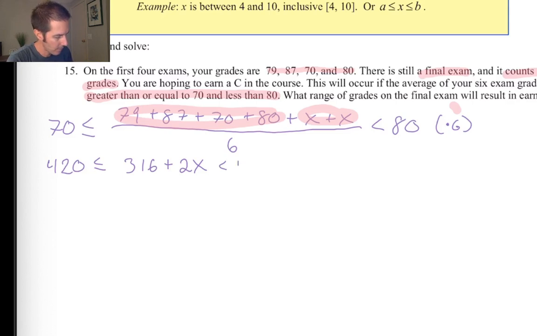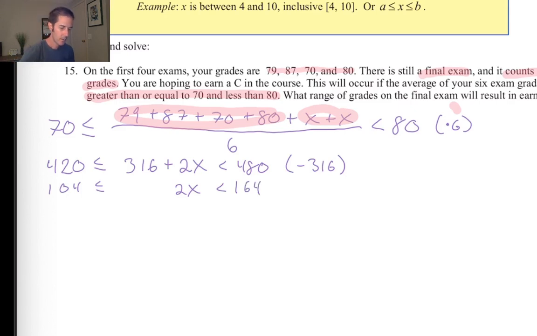So 6 times 8 is 48 with a 0 at the end. And we're getting pretty darn close. Couple of steps and we're going to be there. We've got to get the x all alone in the middle, so let's subtract 316 from all three regions. 420 minus 316: the 4 minus the 3 gives me a 1, 20 minus 16 gives me a 4. Less than or equal to. The 2x is still there. Strictly less than. 4 minus 3 is a 1. 80 minus 16 is 64.